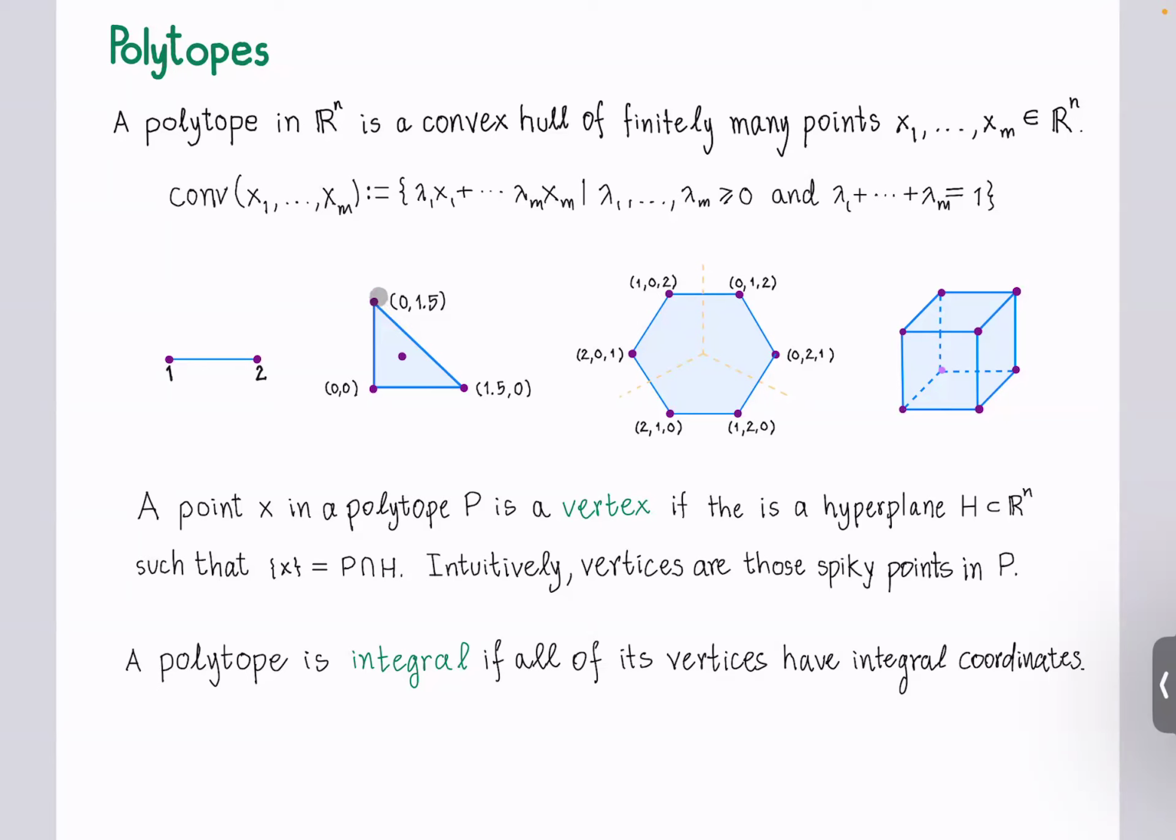So I'm wondering if people can see my cursor here. Yeah. Okay, good. So in this triangle, you see that there are 3 spiky points. So these are the 3 vertices of this polytope here. And we say that a polytope is integral if all of its vertices have integral coordinates. And in this talk, we're only going to focus on integral polytopes.